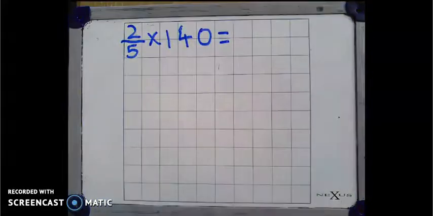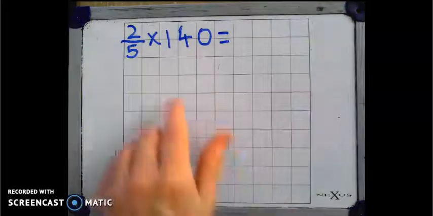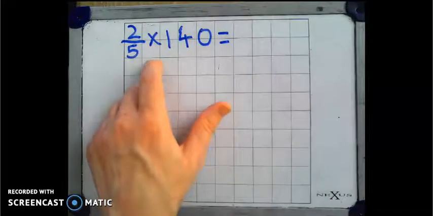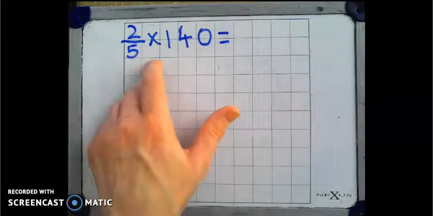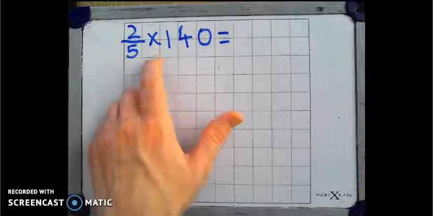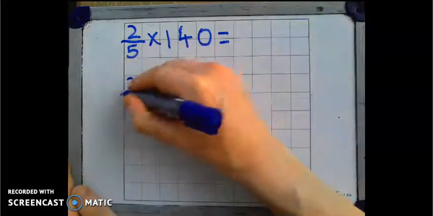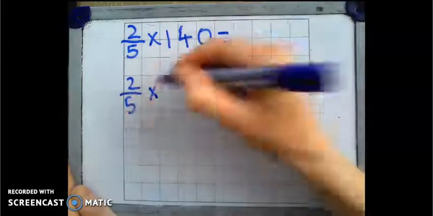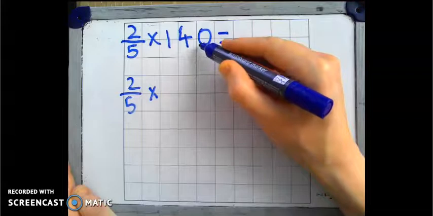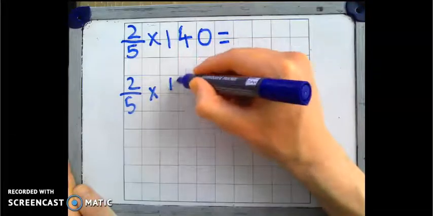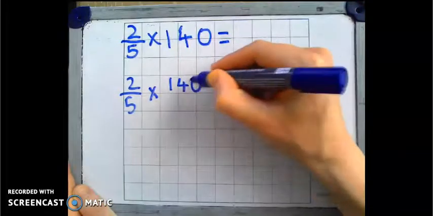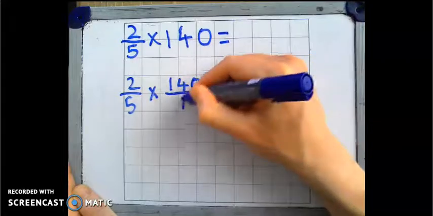Let's have a look at that with this calculation. 2/5 multiplied by 140. And of course, we know that the multiplication in this type of calculation can be thought of as meaning "of". So our answer will be smaller than 140. Right, so step 1 is to turn that whole number into a fraction. The whole number becomes the numerator of that fraction over a denominator of 1.